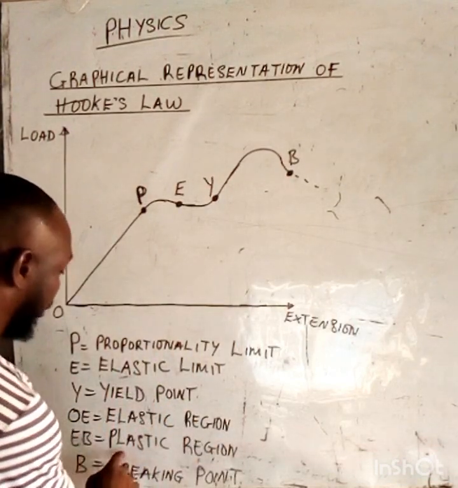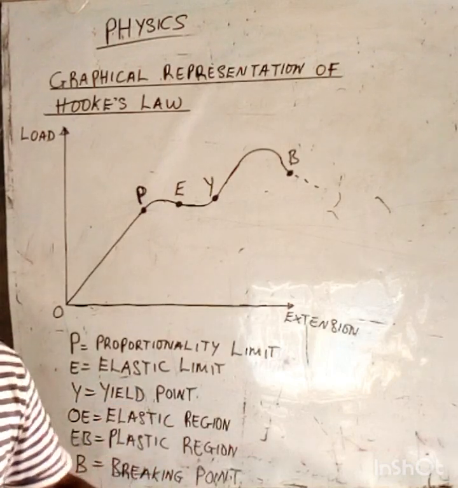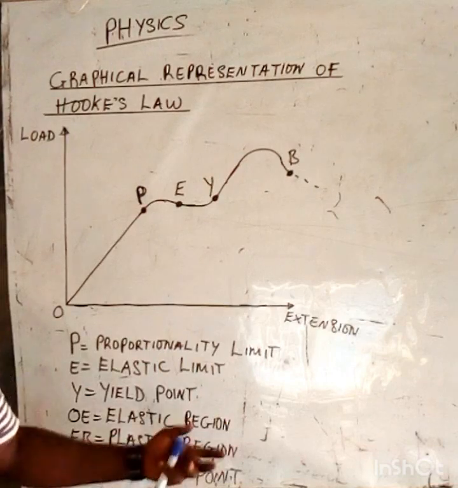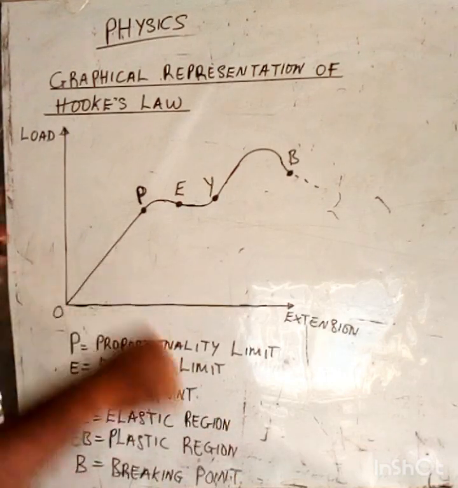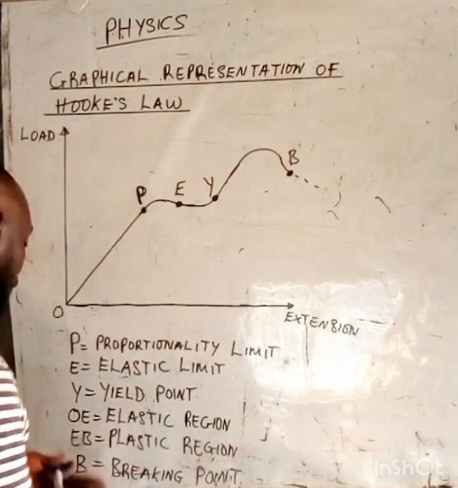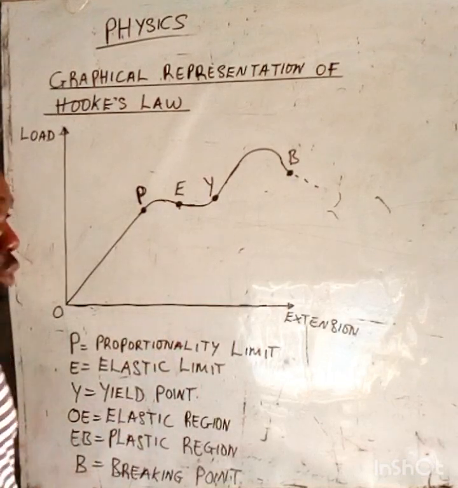In this region it is called a plastic region because the material is no longer an elastic material, because it cannot come back after removal of force or load. It can't come back to its normal size or shape again. So we call that region, from E to B, the plastic region.